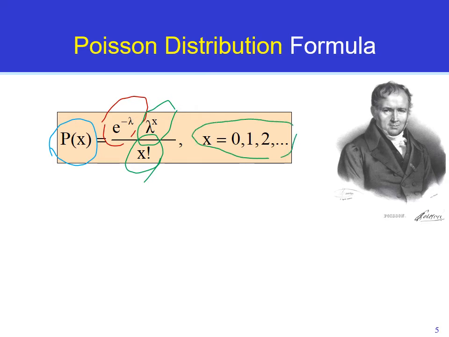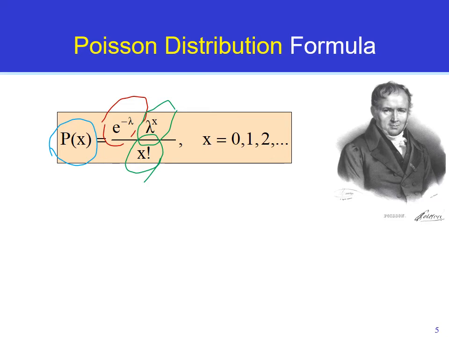Because x here is the number of successes that you can have. Since we don't have any fixed limited number of trials here, this is a Poisson distribution. That means that you can have an infinite number of successes here. So that's why x can go up to infinity.